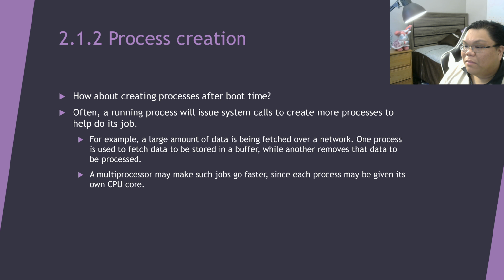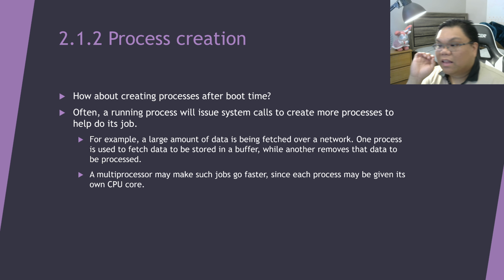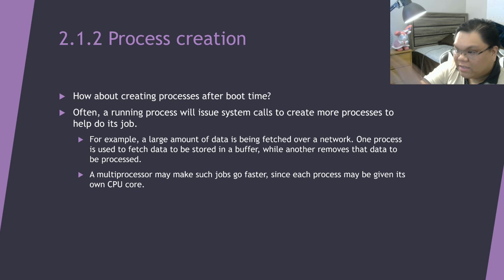Say a process is expecting a large amount of data over a network. One process fetches that data to store in a buffer. Another one removes that data to be processed. Of course, if you have a multi-core CPU, this processing of data can go faster because one core could be allocated to each process involved here.